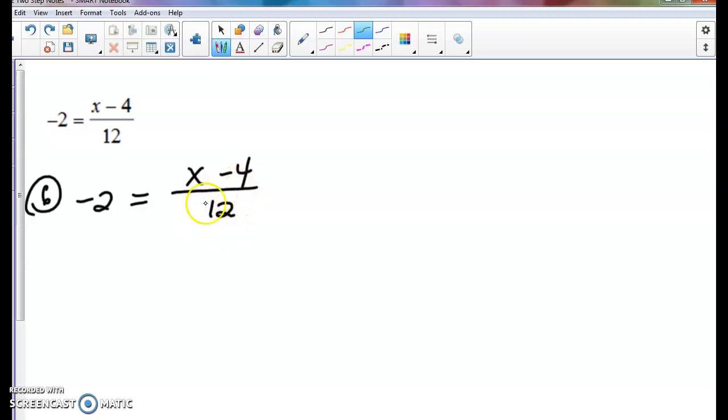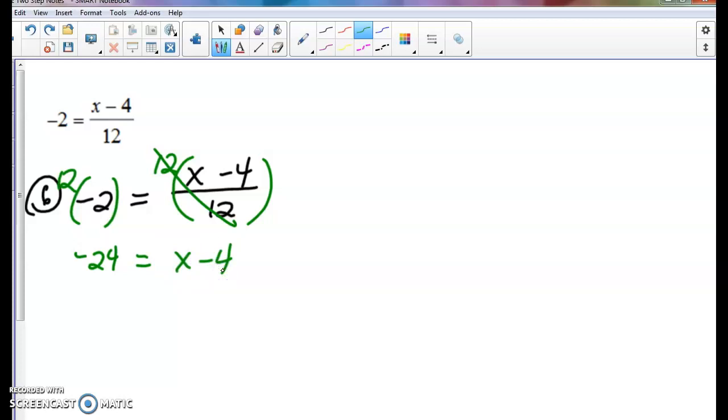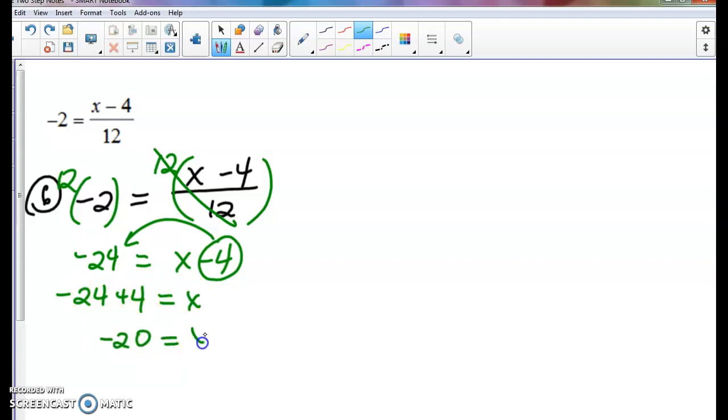So to get rid of being divided by 12, we're going to multiply both sides by 12. 12 times negative 2 is negative 24 equals, multiply by 12 and divide by 12 cancels out and leaves us with just x minus 4. Now to solve for x, if it's subtracting 4, we need to transpose him to the other side. So I'm going to drop down my negative 24, bring over my negative 4 to make him plus 4, equals x. And now negative 24 plus 4 is negative 20, equals x.